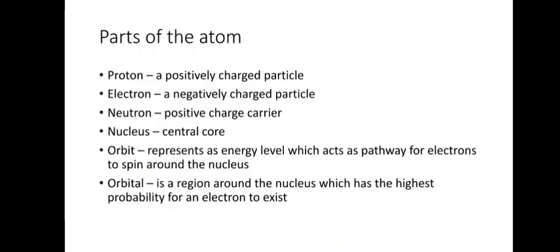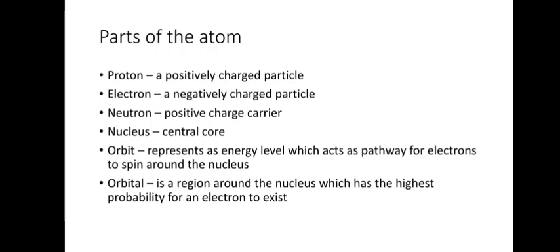Parts of the atom. The first one, we have the proton. It's a positively charged particle. The second one, we have electron, a negatively charged particle. The third one, neutron, a positively charged positive charge carrier. We have nucleus, the central core.